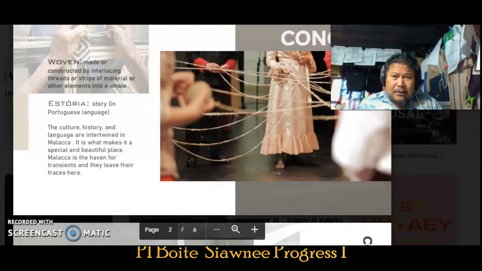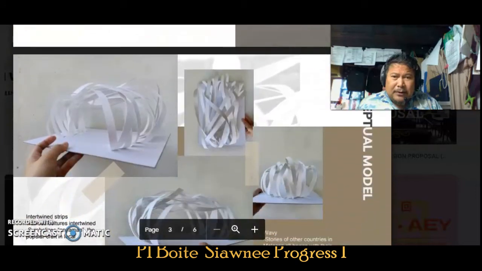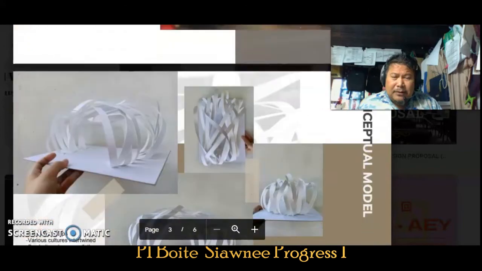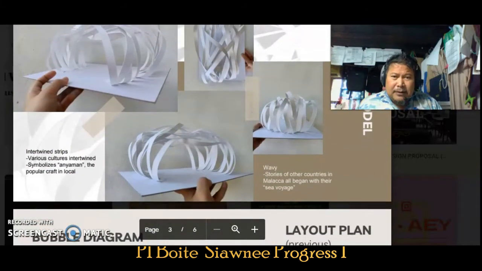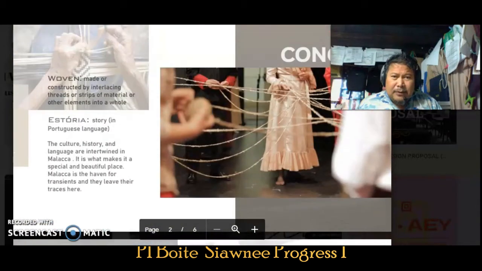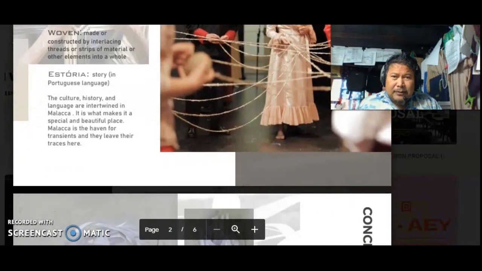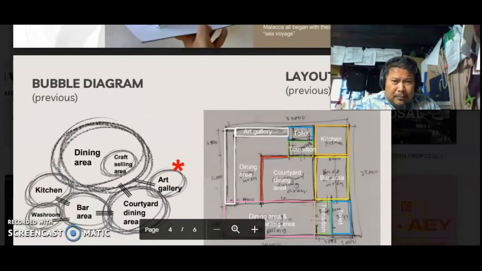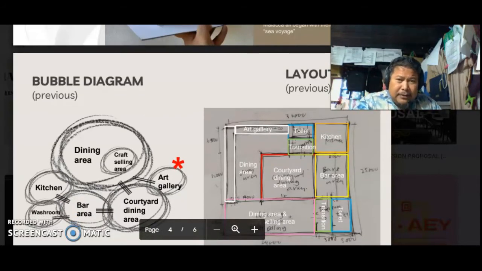The woven one. In Portuguese it is Astoria, and we did explain that this is your conceptual model of the woven concept. That's anyaman in Malay. It can be translated not only for the cotton, but also for the local pandan to make tikar, a mat.